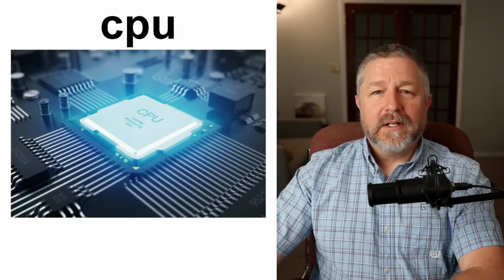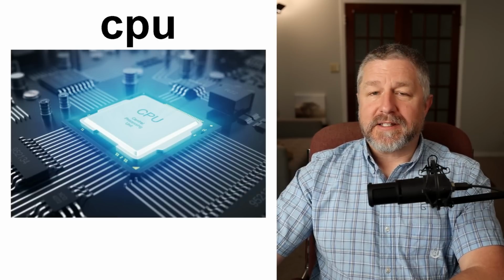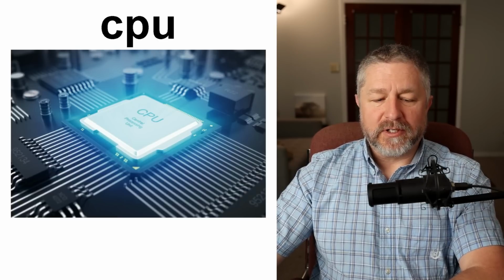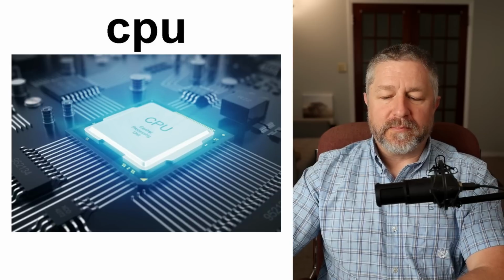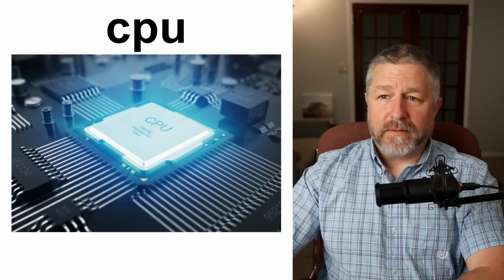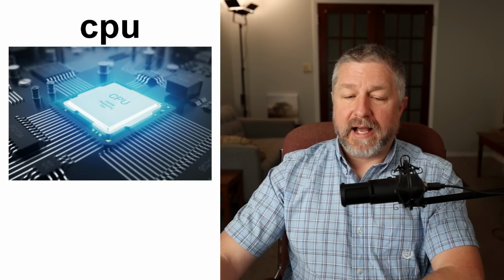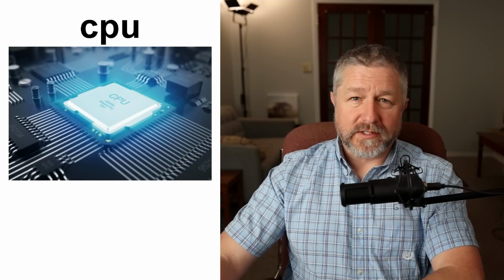A CPU. So a computer has a central processing unit. It has a CPU. It is the brain of the computer. So if you open up a computer, on the inside, you will find a CPU somewhere. It might even have more than one CPU, but it will definitely have a CPU, central processing unit.